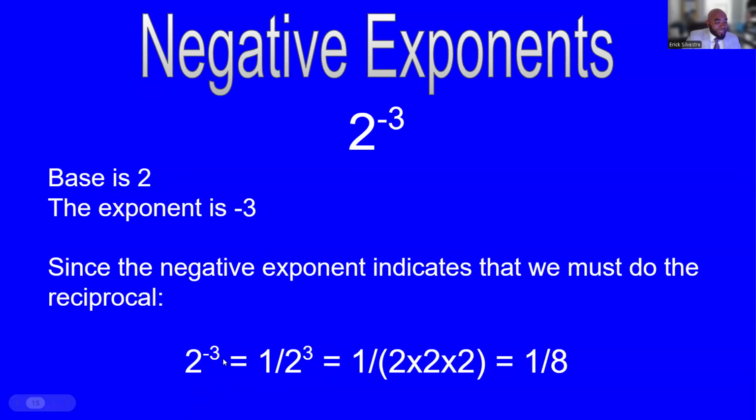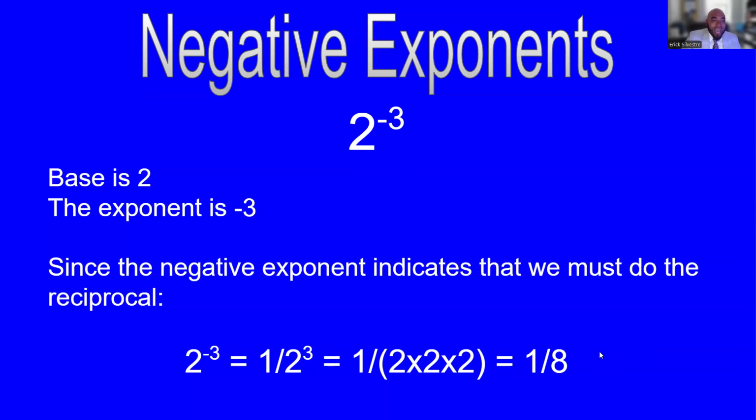If you notice, from this step to this step, the negative sign drops. As soon as we do the reciprocal, the negative sign did its job. That is what the negative sign is telling you: I have to do the reciprocal, therefore it drops. And then I will follow the order. 2 cubed is the same thing as saying 2 times 2 times 2. So 1 divided by 2 times 2 times 2 is equal to 1 divided by 8. So 2 raised to the negative third power is equal to 1/8.